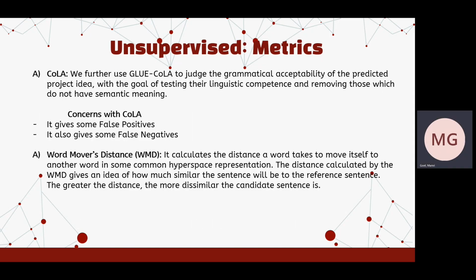I'm now going to talk about the metrics that we use to evaluate the results obtained using the 3 models. The first one being COLA. COLA is a metric that is used to check the grammatical acceptability of the predicted project idea. It helps to remove those with little semantic meanings.